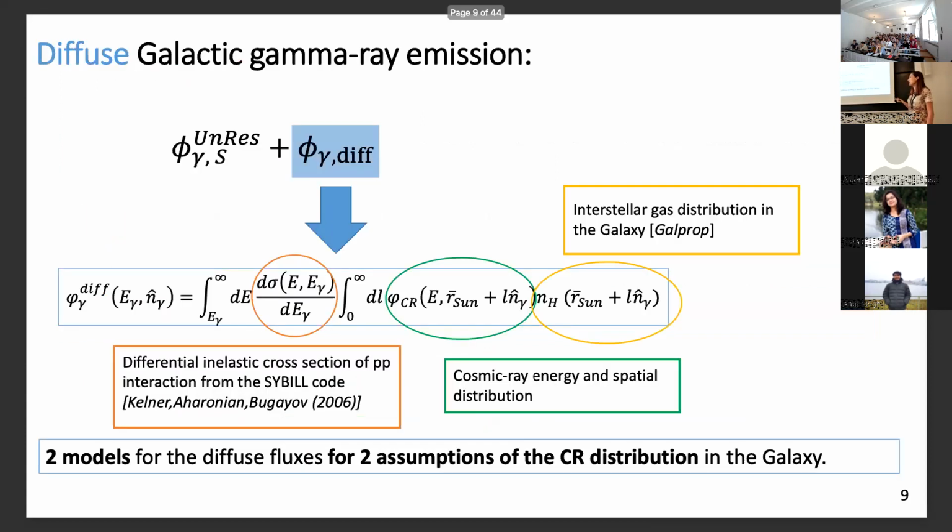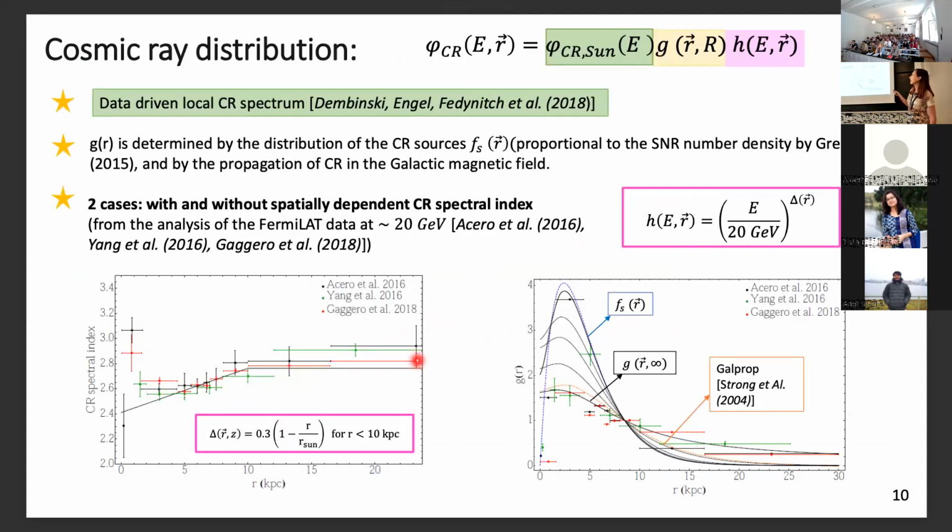But let me go and explain our model for the galactic gamma ray diffuse emission. Here you just need to perform this integral, where you have the differential inelastic cross section of the pp process, and we take it from the SYBILL code. Here you have the interstellar gas distribution in our galaxy that is taken from GALPROP. This instead is the most challenging term because it's quite uncertain: it's the cosmic ray energy and spatial distribution in our galaxy. Let me go into more detail regarding this term.